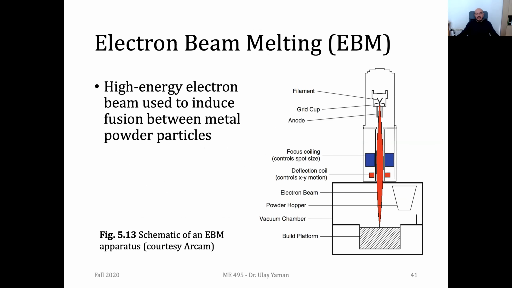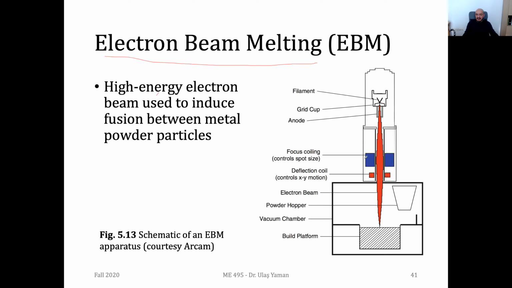Okay. And now let's have a look at electron beam melting. I said that some metals are quite difficult to melt, and in such cases, we prefer to use an electron beam instead of a laser beam. And we call this process electron beam melting.